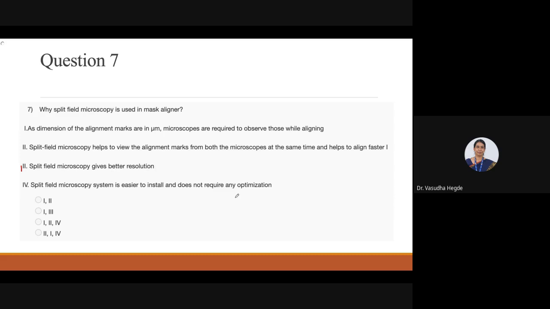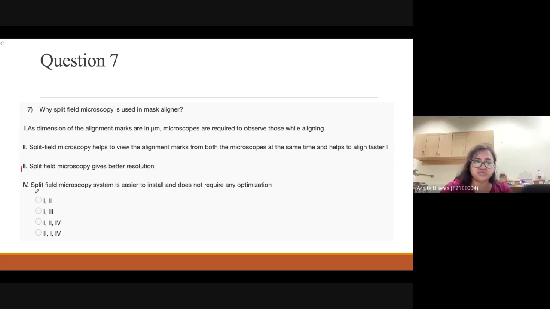In any way, I'm finding 2 and 3 are the answer, which is not there in the given options. Yes, the right option is 1 and 2, right? Okay.